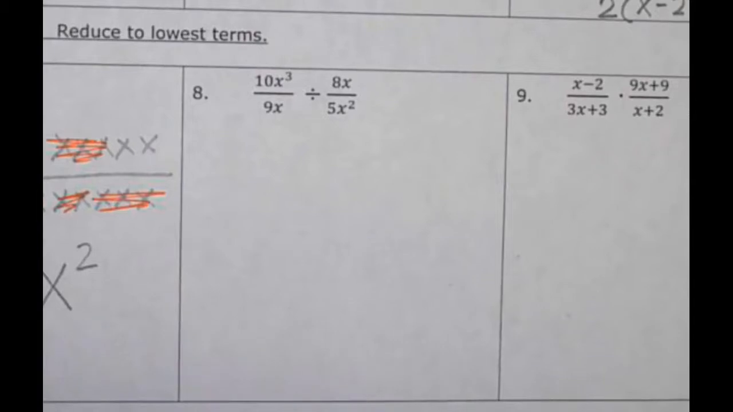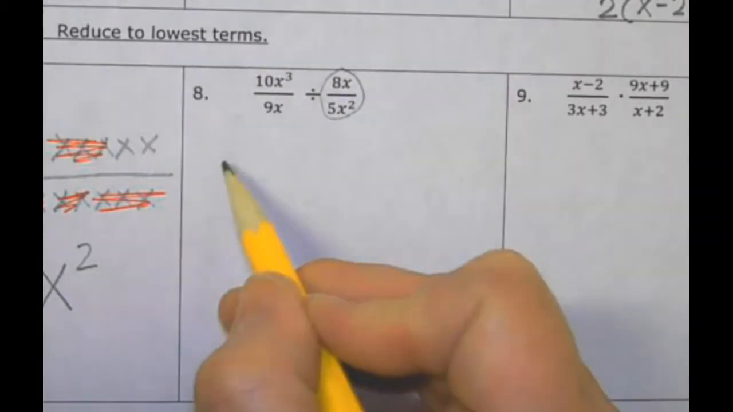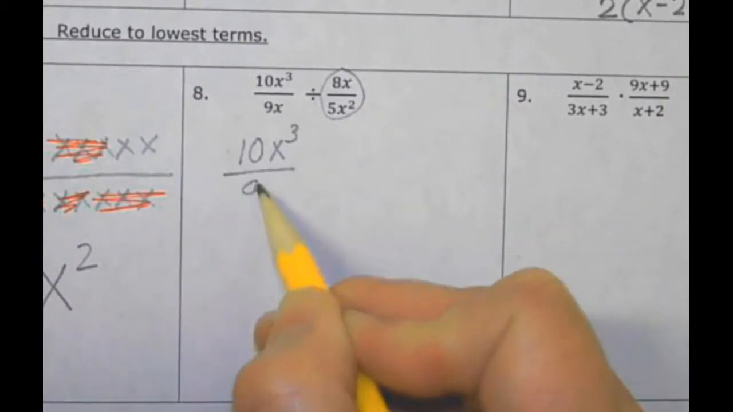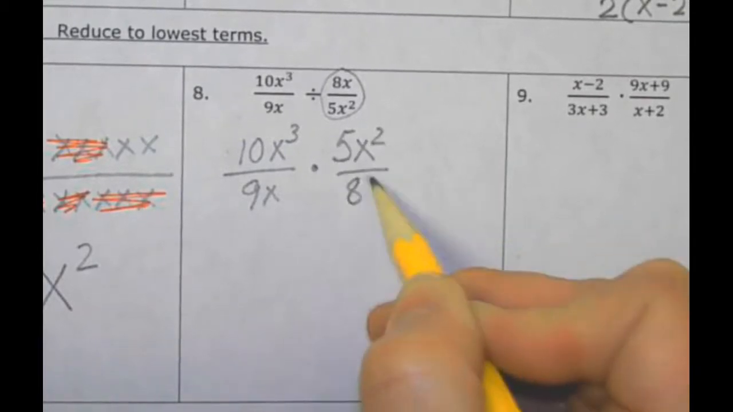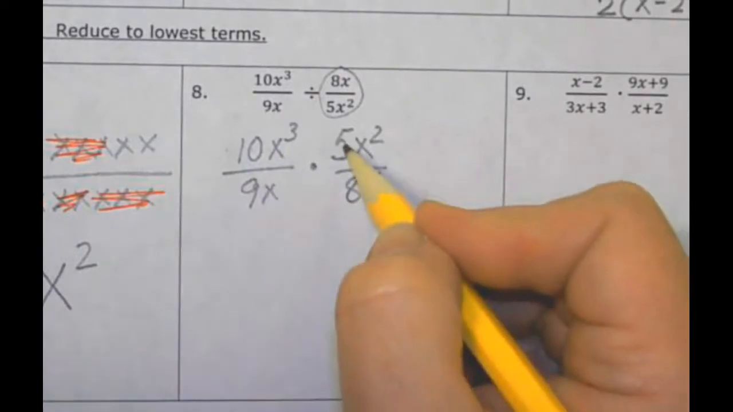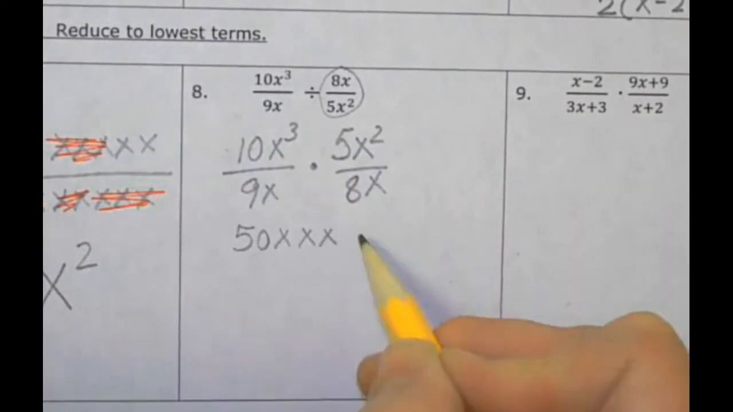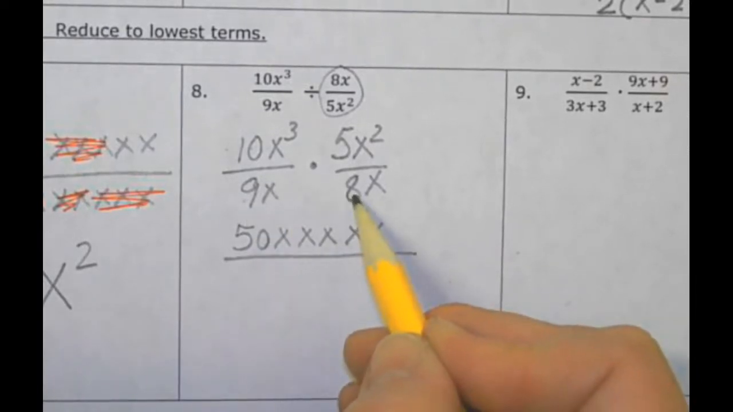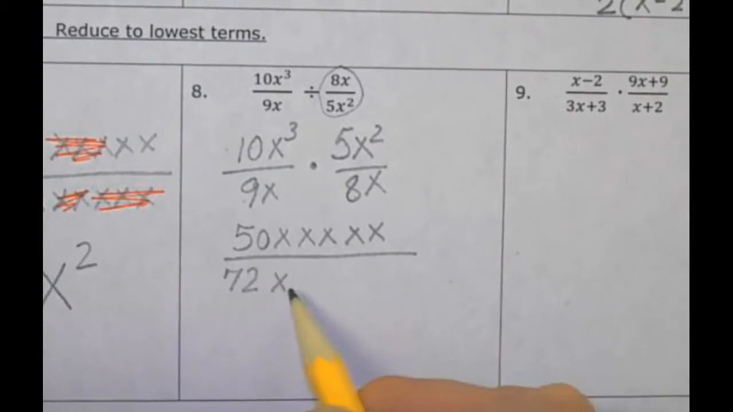The rule for division is turn the second one over and multiply. So this would be 10x to the third power times 9x over 5x squared times 8x. So 10 times 5 is 50. X to the third power, x squared. 9 times 8 is 72. X.